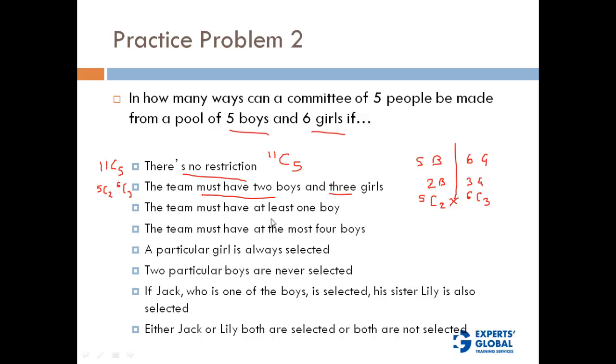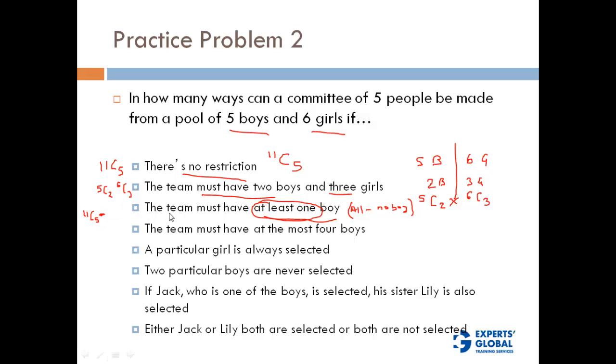The team must have at least one boy. Now whenever you hear this term at least one, there is a trick to go about these problems. When you say at least one, it means all options minus the ones in which there is no boy. So the remaining options will always have at least one boy, right? So how many all options do we have? We have 11C5 as all options.